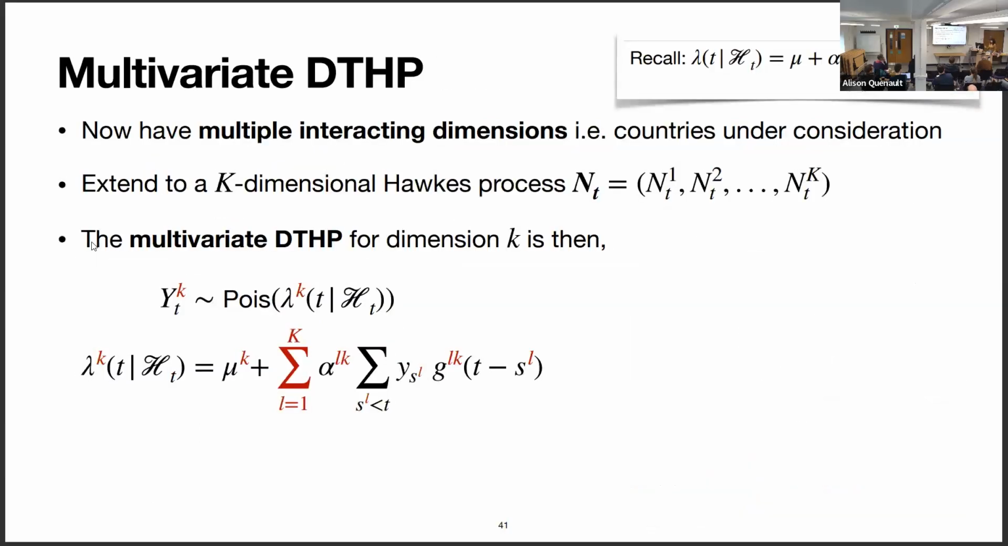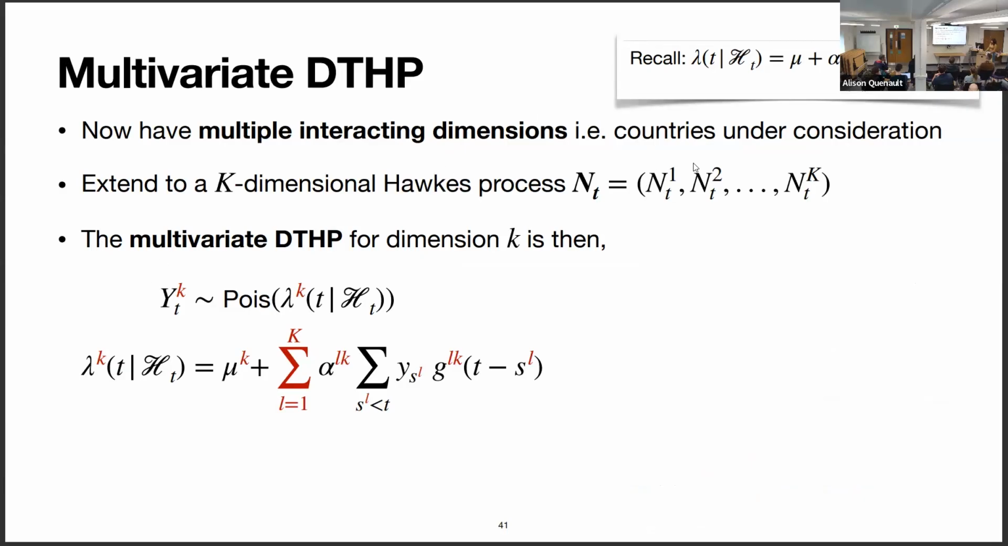In this case, we're looking at a multivariate setting, so we want to consider France and Italy as two separate Hawkes processes that are interacting with each other. This is all expressed in terms of k dimensions, but in our case, we just have two. So we have k Hawkes processes that are interacting with each other, and in red are the additional components that arise as a result of this multivariate setting.